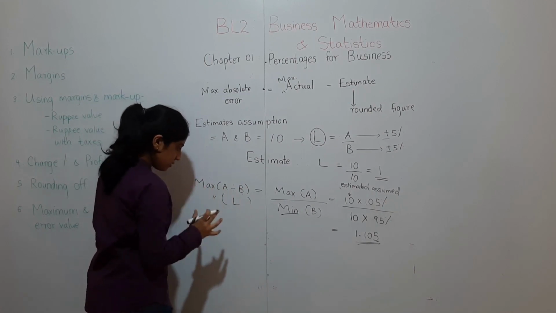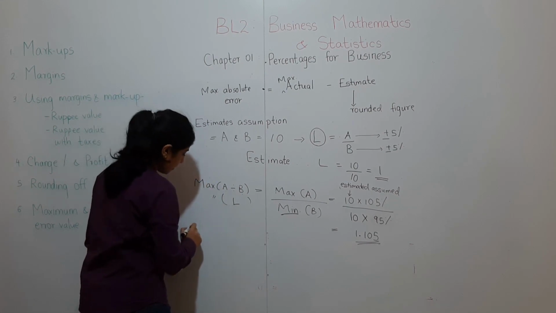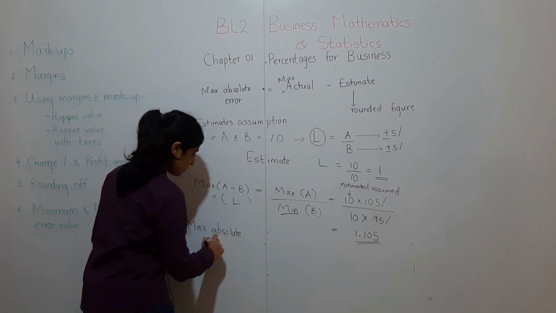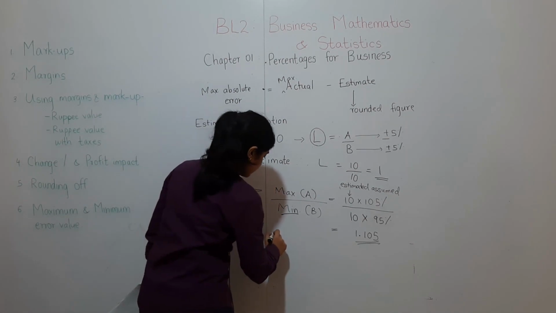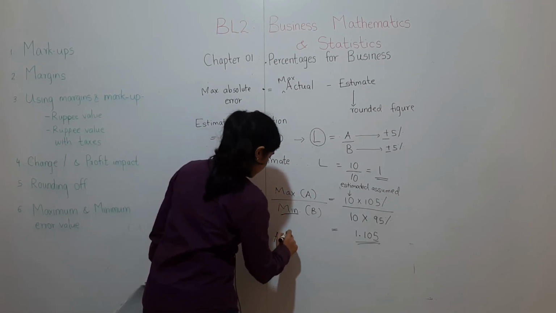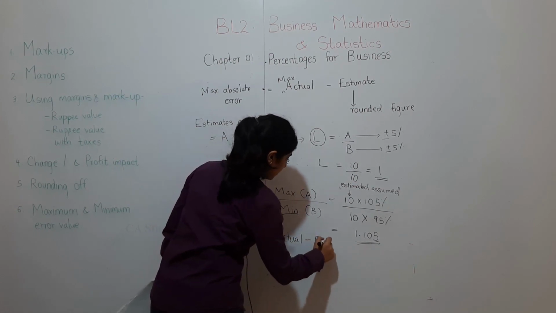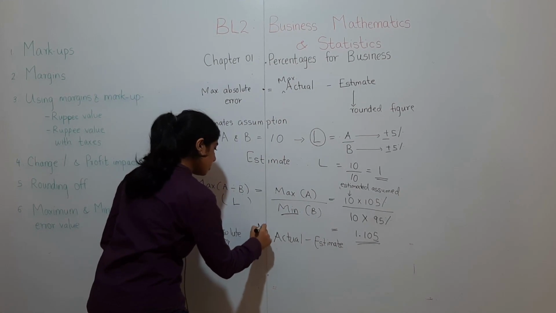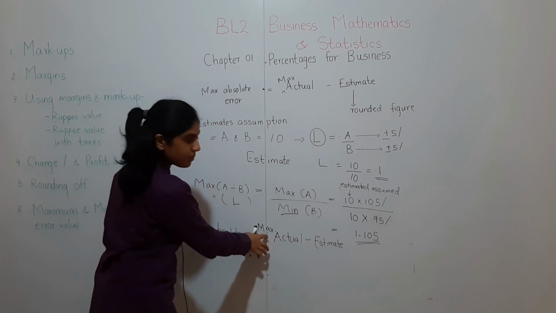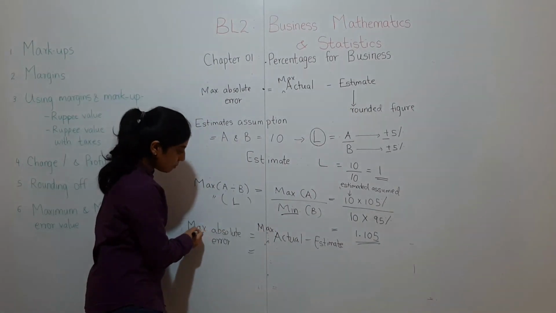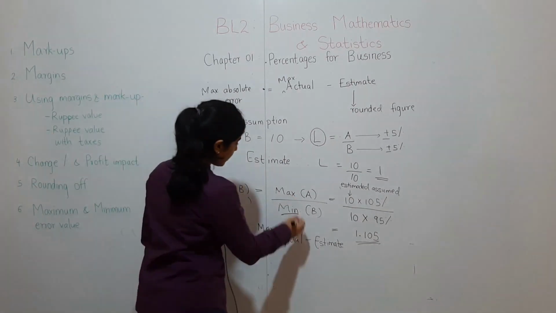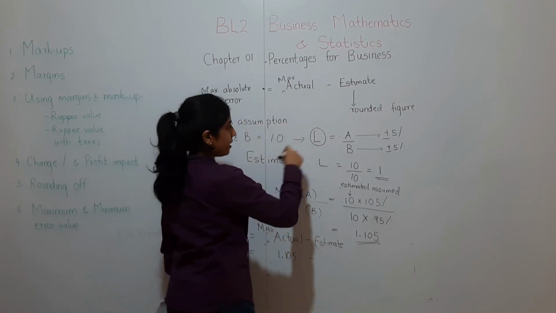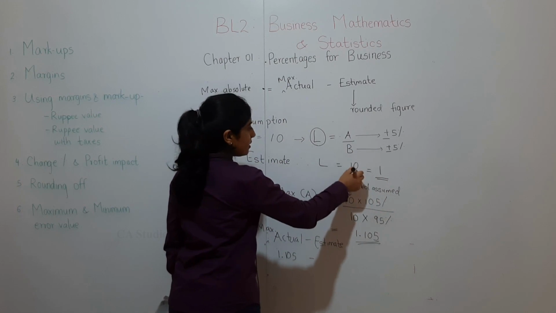Now let's find the maximum absolute error for L. What is our formula? Always go with the formulas. Maximum absolute error equals actual minus the estimate. The actual in this case is the maximum actual. Don't forget, not the minimum, maximum, because we need to find the maximum absolute error. So the maximum actual we found is 1.105, and the estimate is what we assumed: A and B are both 10, so 10 divided by 10, therefore 1.